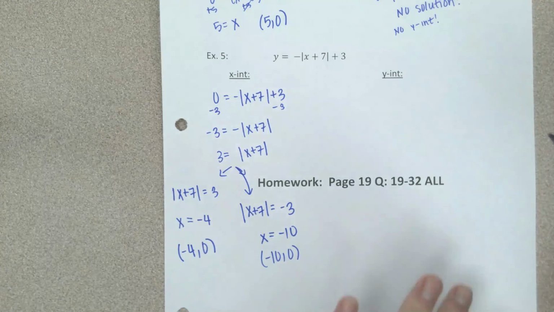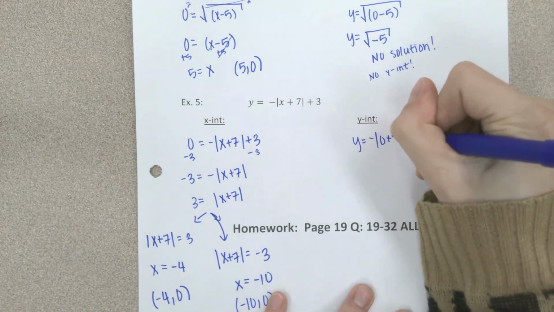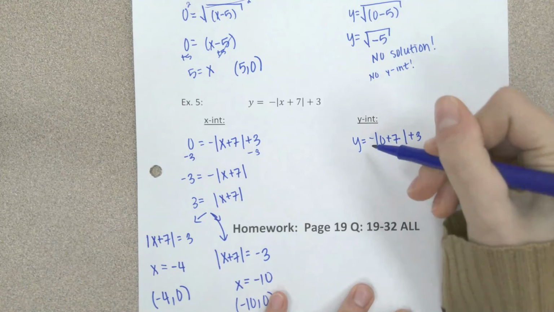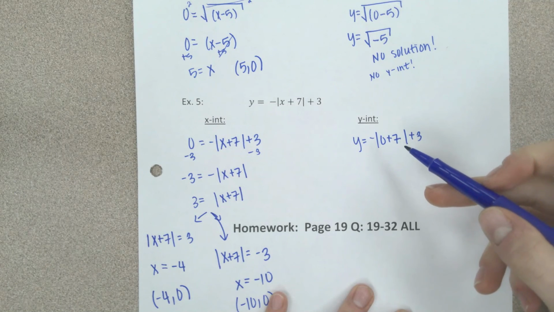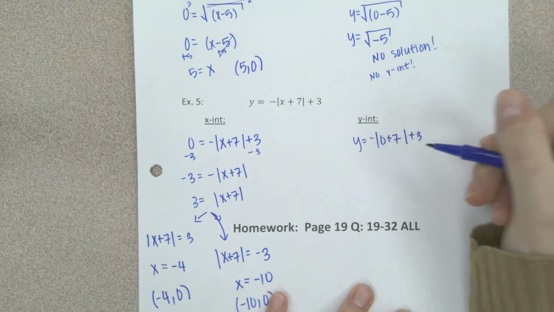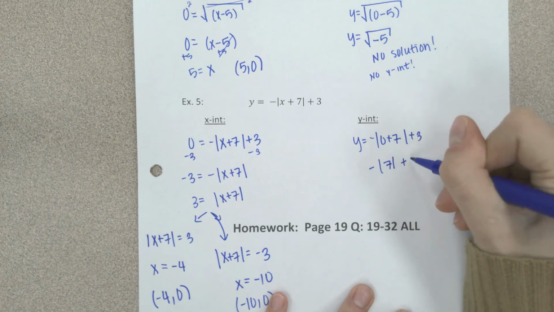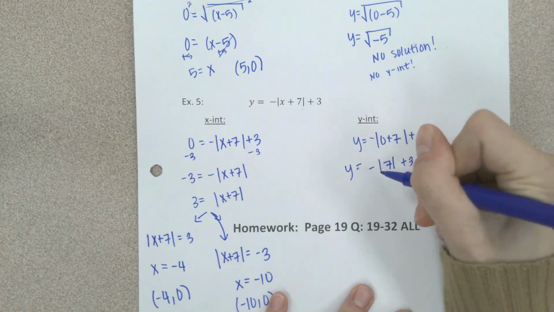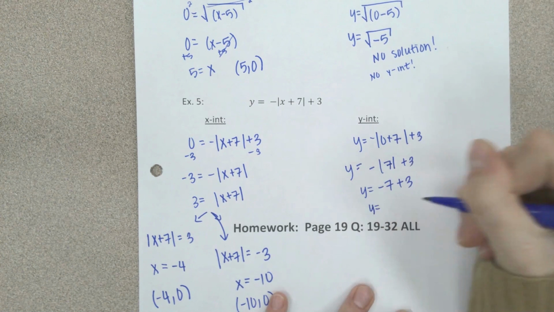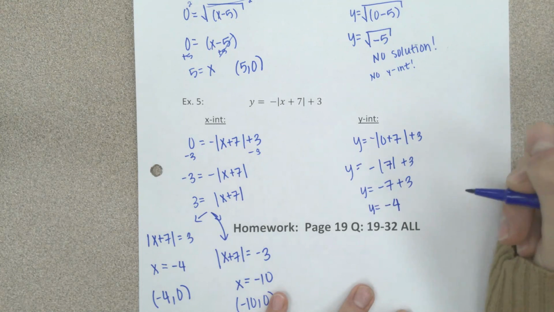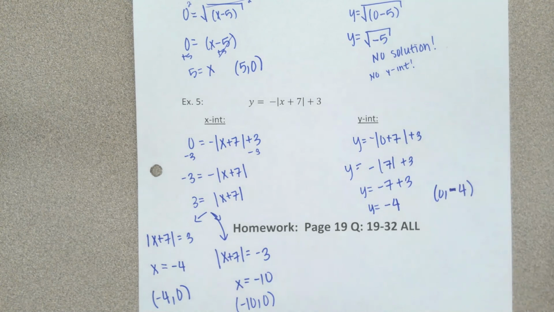For our y-intercept, we make x equal to 0, so we have the absolute value of 0 plus 7, plus 3. 0 plus 7 is just 7. Absolute value of 7 is 7. So we have y equaling negative 7 plus 3, which means y equals negative 4. So we have a y-intercept at (0, -4).